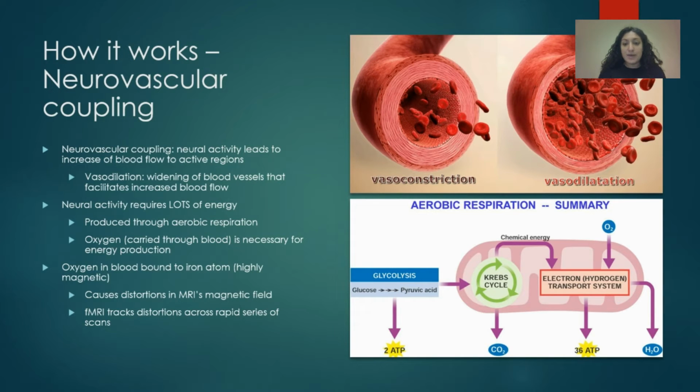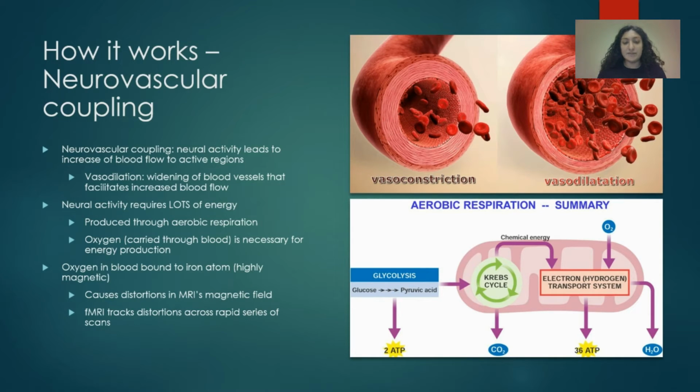fMRI technology measures how oxygenated blood activity causes disturbances in the magnetic field during a rapid series of MRI scans. To understand how this works, we must first understand the concept of neurovascular coupling, which is the mechanism responsible for facilitating all neural activity. Neural activity leads to an increase of oxygenated blood flow to active regions, facilitated through vasodilation, or the widening of blood vessels. This correlation between neural activity and blood flow is what's known as neurovascular coupling.